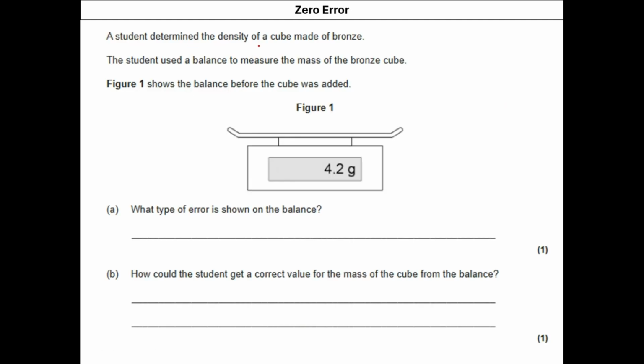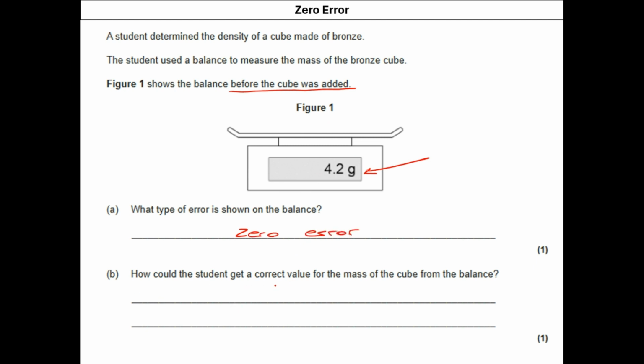A student determined the density of a cube made of bronze. The student used a balance to measure the mass of the bronze cube. Figure 1 shows the balance before the cube was added. So before the cube was added, there is nothing on this balance and it's already reading 4.2. It should be reading 0. So it is a zero error.